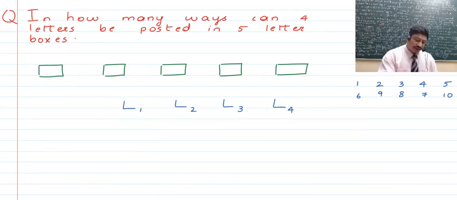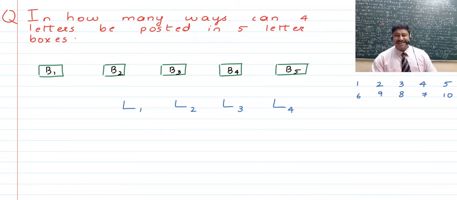So if we talk about these, then these are actually box B1, then you have box B2, then box B3, box B4 and box B5. It is his choice in whichever box he wants to put the letters, because in a single box many letters can obviously be put in, right?